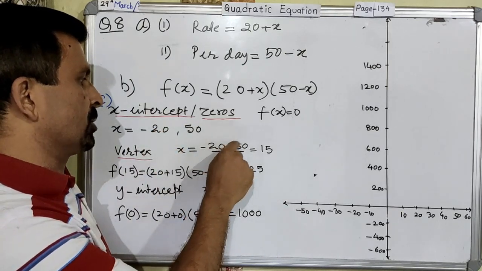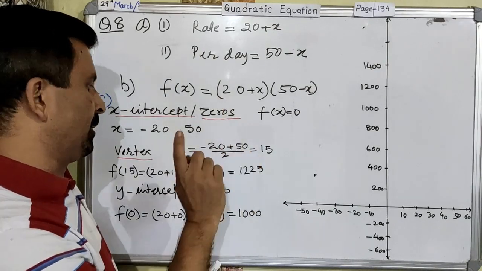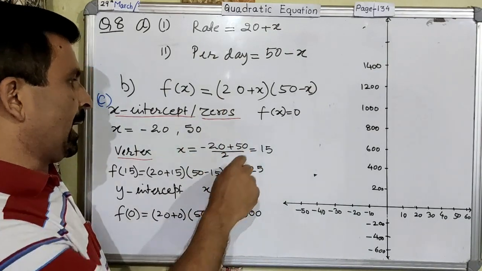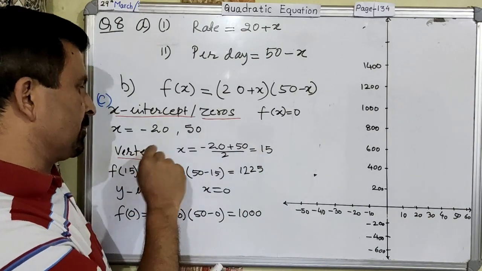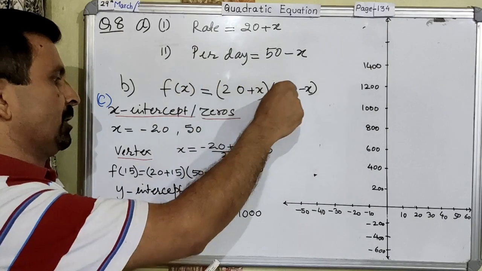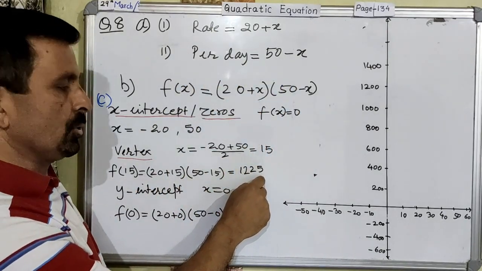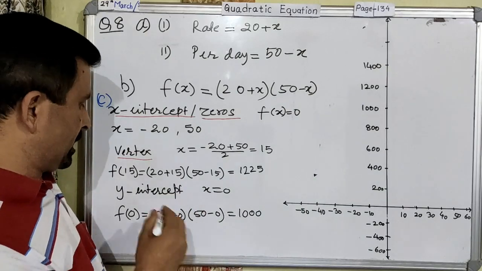Therefore we have added these two, and we calculate minus 20 plus 50 is 30. 30 divided by 2 is equal to 15. And then after calculating the value of x for the vertex, we are calculating the value of y by putting this value of x in the original equation. And we got the value of y as equal to 1225.